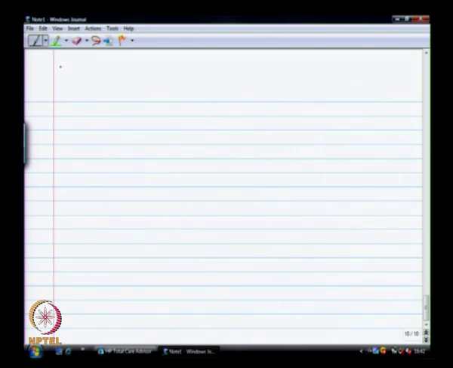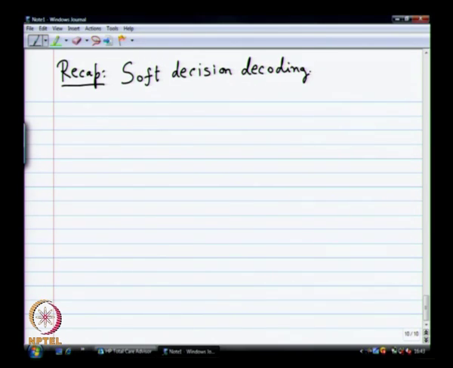Let me do a very quick recap of where we were. We are looking at soft decision decoding. The setting is BPSK over AWGN. This is a technical way of describing the setting, and we want to do soft decision decoding.